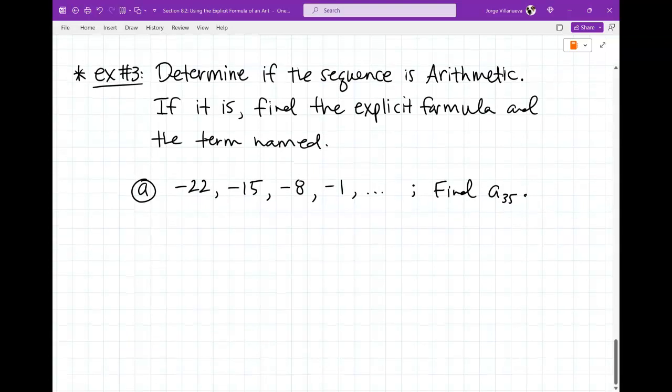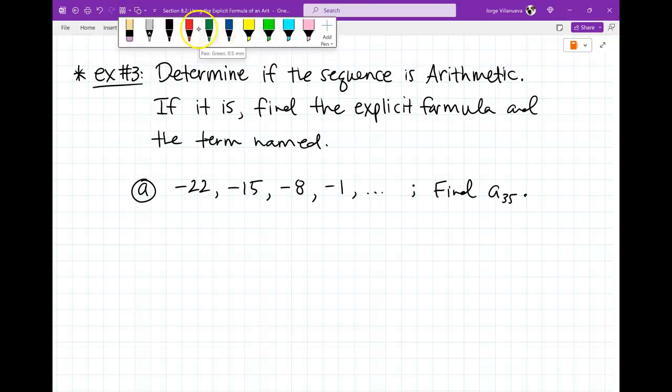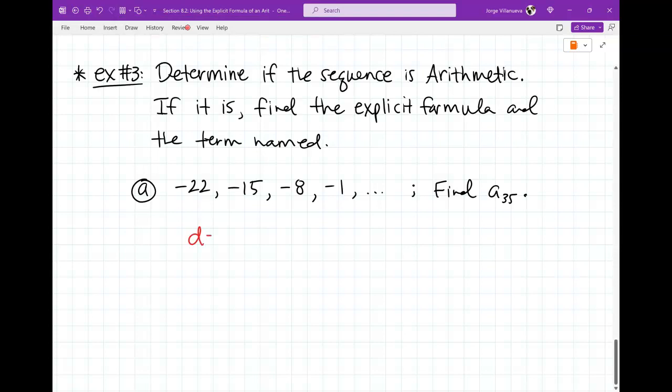So what do you guys think for part A? Is this one arithmetic? Does it always change by the same amount? Yeah, it's plus 7, right? Negative 22 plus 7 is negative 15. Negative 15 plus 7 is negative 8. Negative 8 plus 7 is negative 1. That plus 7, what is that called? What letter do we assign to the plus 7? D, right? That's my common difference.